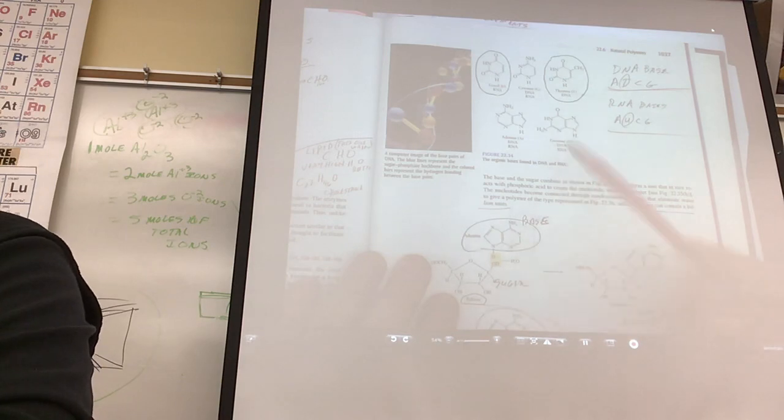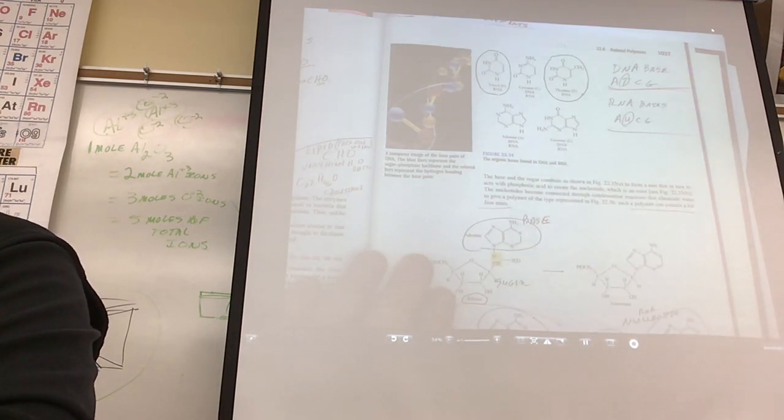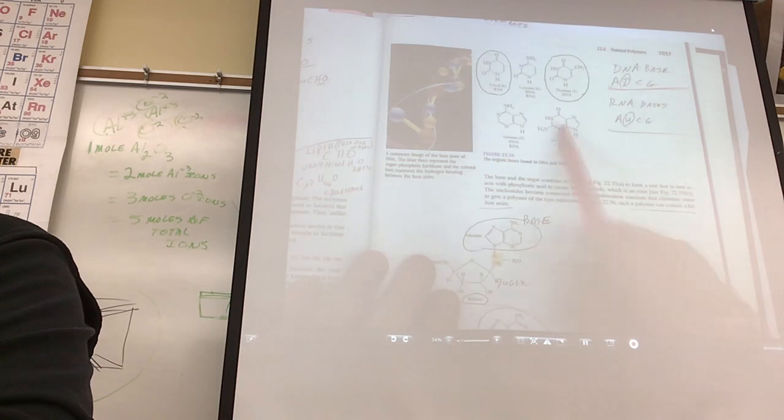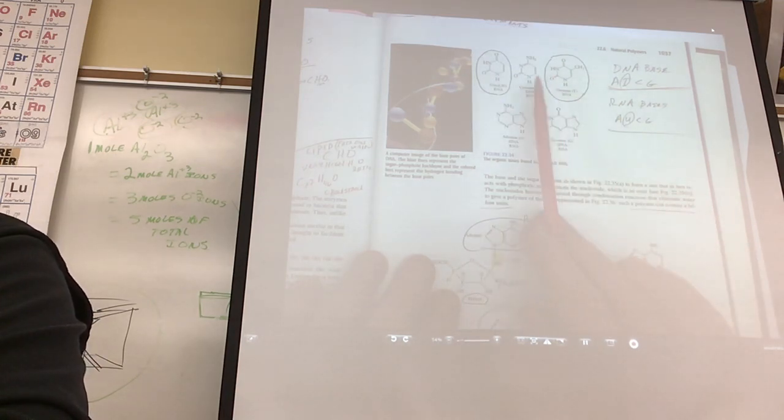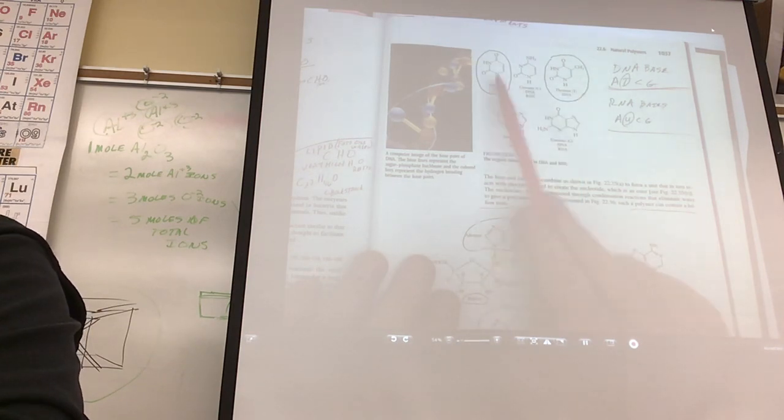If you're taking a biology class, your teacher may have said that some of these are called pyrimidines and purines. Did you guys use that word at all? Yeah. Okay, so it's either the double ring structure or the single ring structure, right? Now, look at thymine and uracil. What's the same?